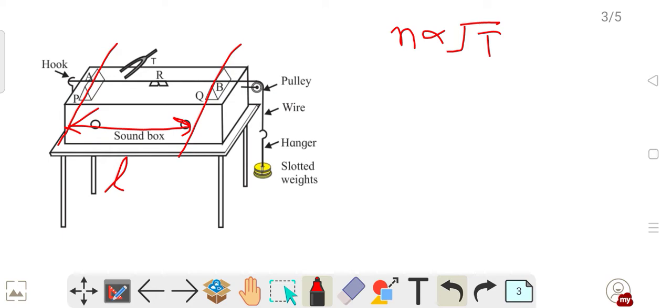Now what did I do? I kept changing the weights. In this case I kept changing the weights only. So first I used 1 kg, then 2 kg, then 3 kg. So the tension will be how much? When 1 kg it will be 9.8 Newton tension. In second case it will be 19 point something Newton. So in that case I kept on changing the tension in the wire.